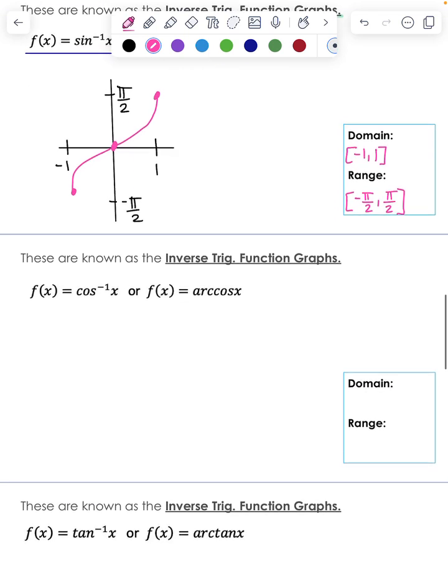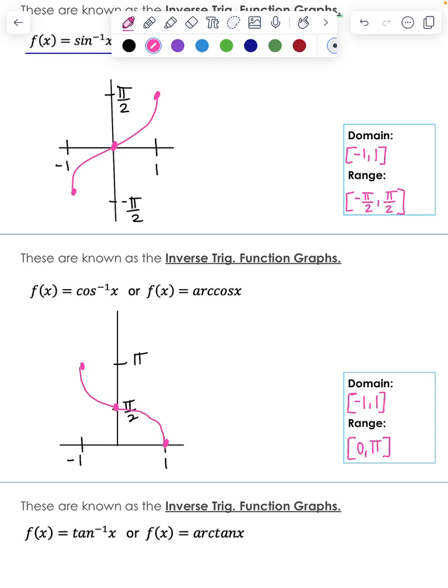All right, moving on to cosine. Cosine's going to have a different restricted range. It'll be from 0 to pi. So we're going to start 0, 1, and end at negative 1, pi. Domain is going to be the same as sine, negative 1 to 1. Range is different here though, it's 0 to pi.